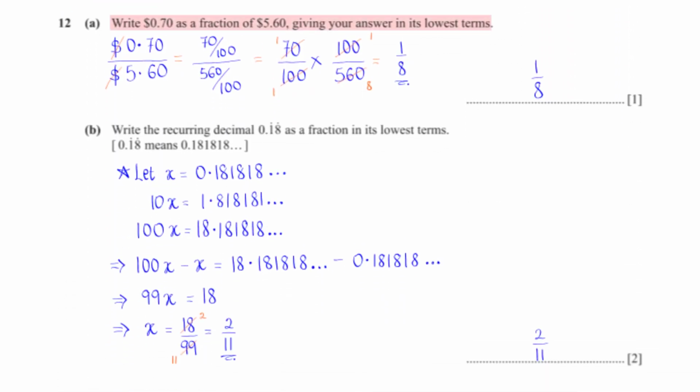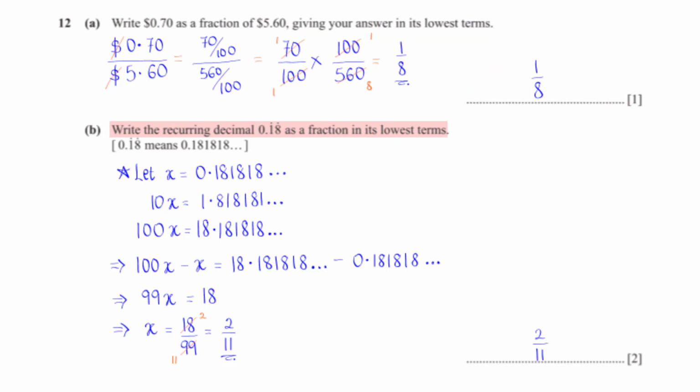Write $0.70 as a fraction of $5.60, giving your answer in its lowest terms. So the number that comes after "of" will be our denominator. And so we have $0.70 divided by $5.60. Without going through all the working I've shown here, you can go ahead and type this into your calculator and it will give you the answer 1/8.